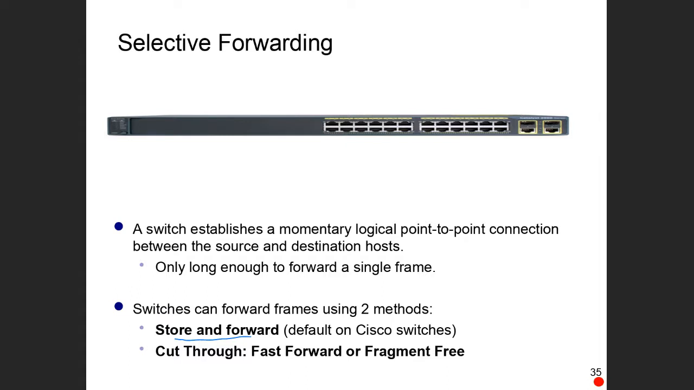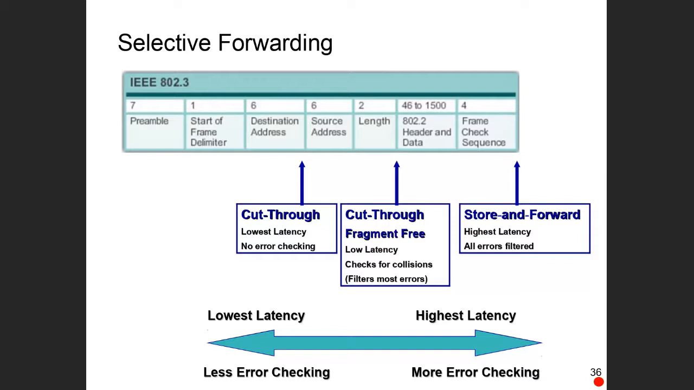However, you're allowed to go in and reconfigure the Cisco switch if you want to increase the performance. You can use fast forward or fragment free, and let's see what those mean. In store and forward, I'm going to read the entire Ethernet frame in and perform the frame check sequence, and then look in the MAC address table and forward the frame. Most latency. However, no errors get through, because any errors will be filtered. If the frame check sequence is not right, the frame will be dropped and it won't forward it.